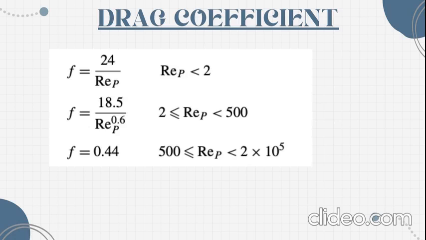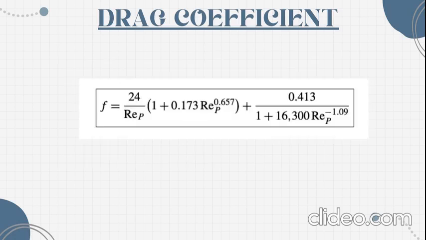And if the Reynolds number is very high, in the range of 500 to 2 times 10 raised to 5, then the friction factor is constant and is equal to 0.44. So we have been trying to obtain a single comprehensive equation for the friction factor that covers the entire range of Reynolds number. So finally, an equation was proposed, and this correlation gives us values for friction factor for any Reynolds number less than 2 times 10 raised to power 5.